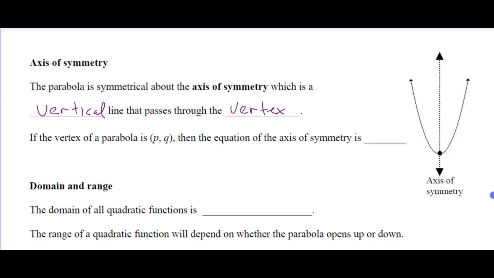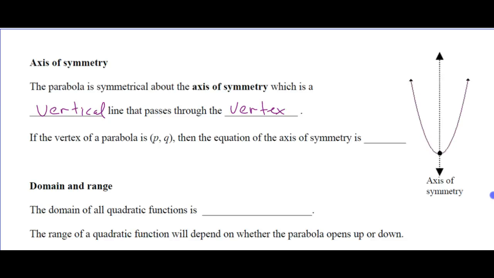The vertex of the parabola is P, Q, so we're always going to say that. The vertex is at the point P, comma, Q, when we're talking a general quadratic. Some books will use H and K, so if you're looking around on the internet, you might see H, comma, K, but we use P, Q.